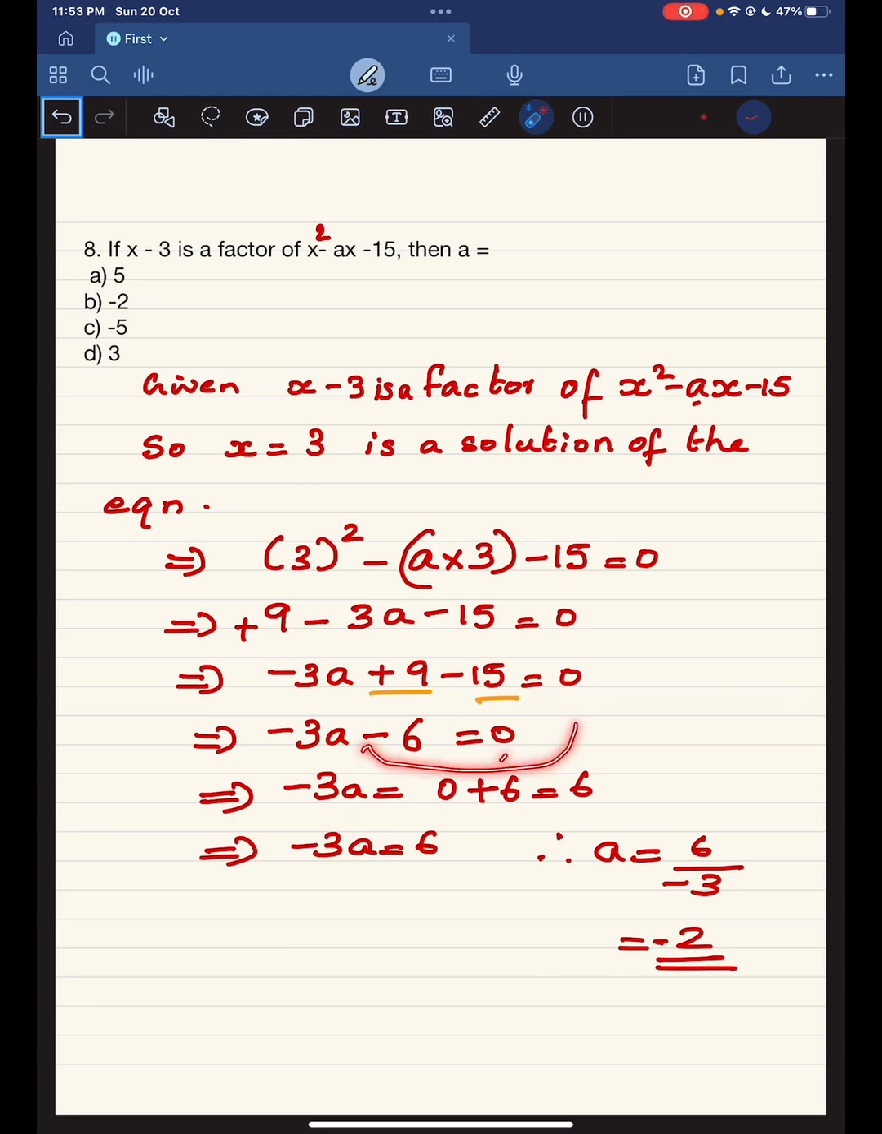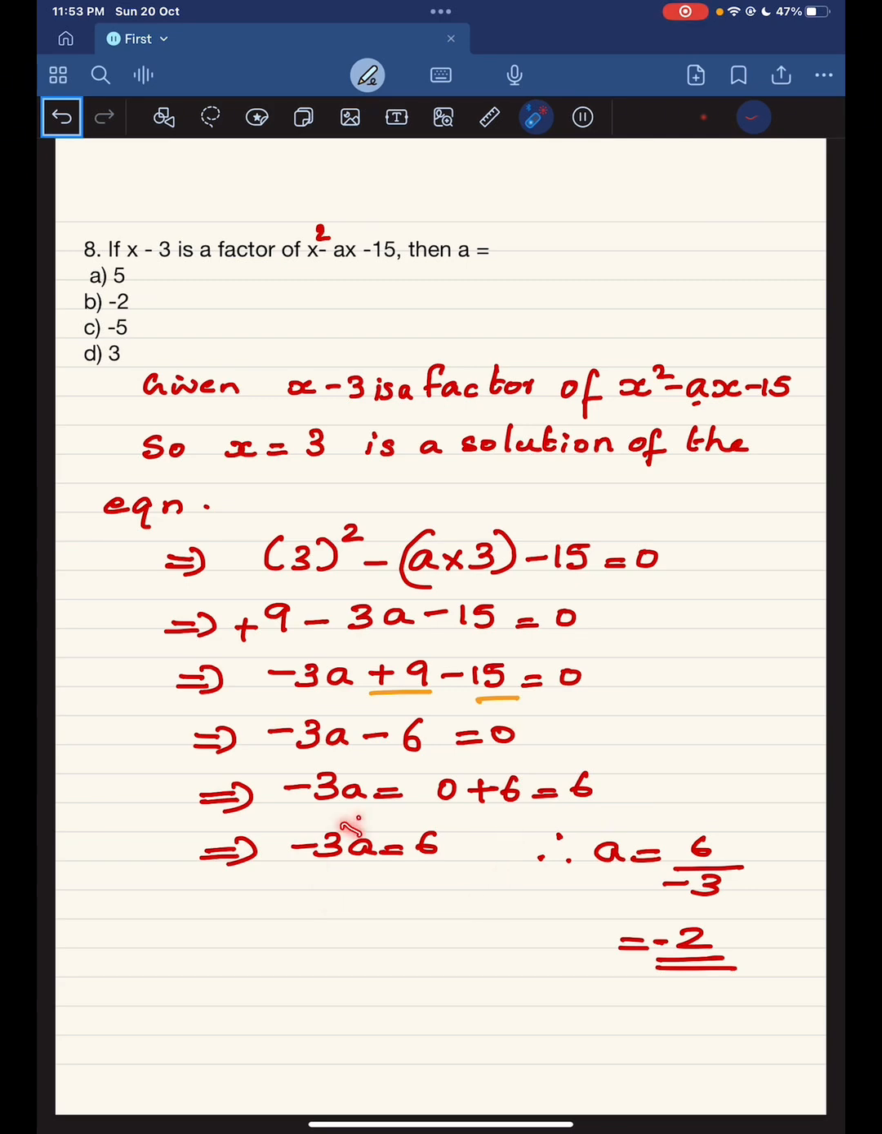Okay, so minus 3a is equal to 0. Minus 6 when it comes to this side will be plus 6. So 0 plus 6 is equal to 6. That means minus 3a is equal to 6. And we have to find the value of a. So we keep only a here and transpose all other values to the other side.